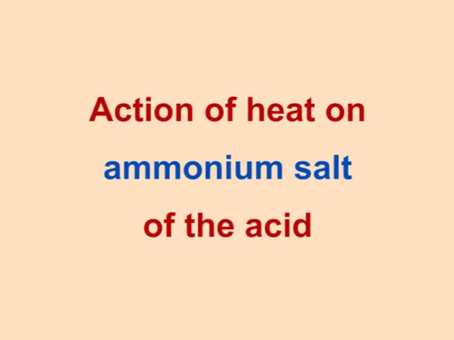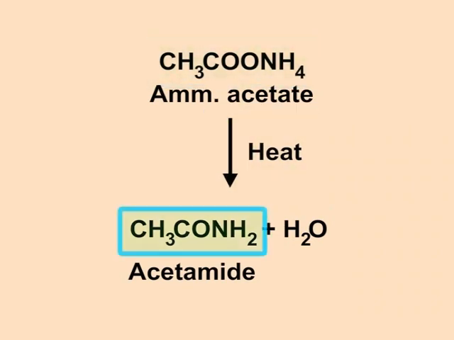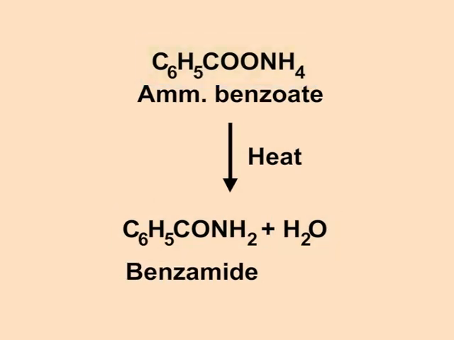Action of heat on ammonium salt of the acid. When ammonium salt of the acid is heated, acid amide is formed. Ammonium acetate on being heated forms acetamide and water. Ammonium benzoate on being heated forms benzamide and water.